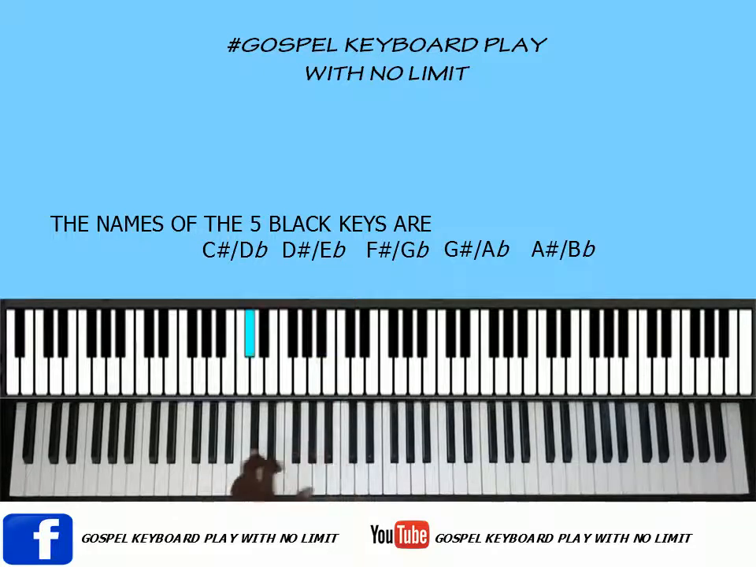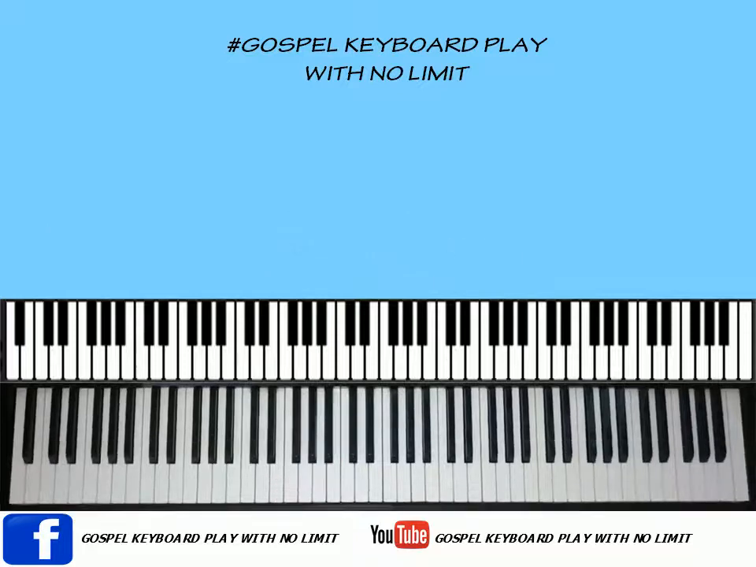Okay, so this is C sharp or D flat. This is D sharp or E flat. This is F sharp or G flat. This is G sharp or A flat. And this is A sharp or B flat. The same thing applies to the rest of the black keys. So now, this is basically the names of all the black and white keys that you have to learn and get familiarized with before we can move on to the next step.